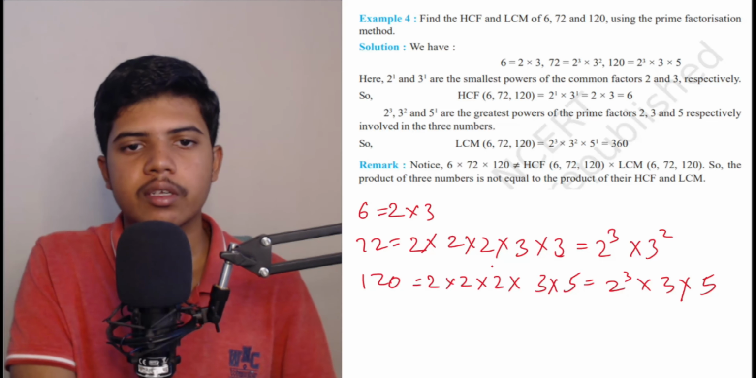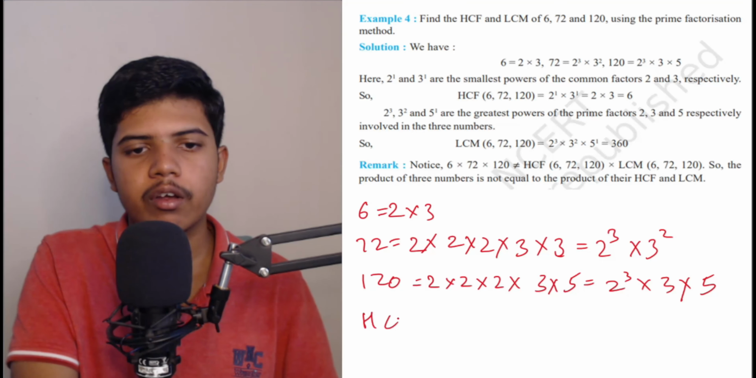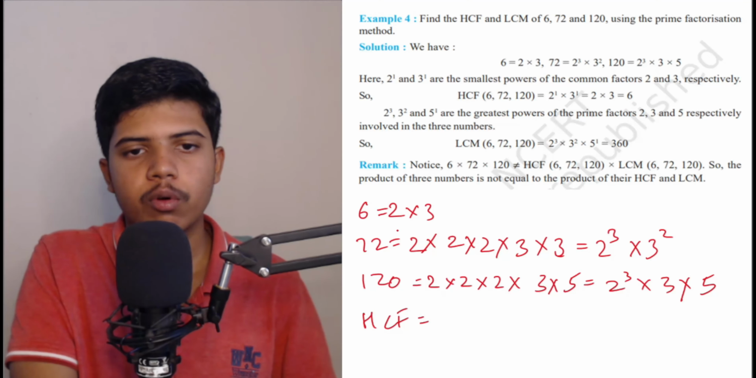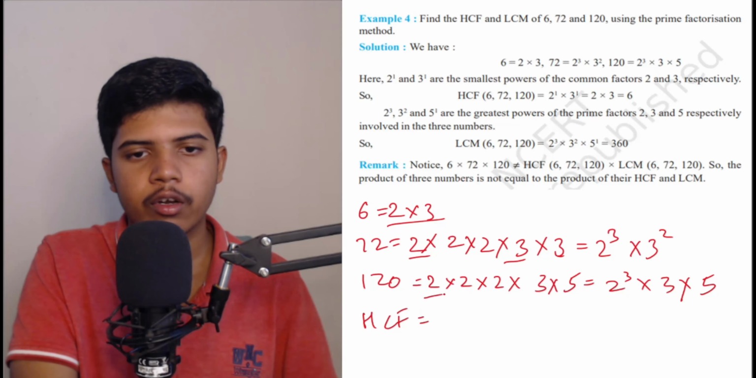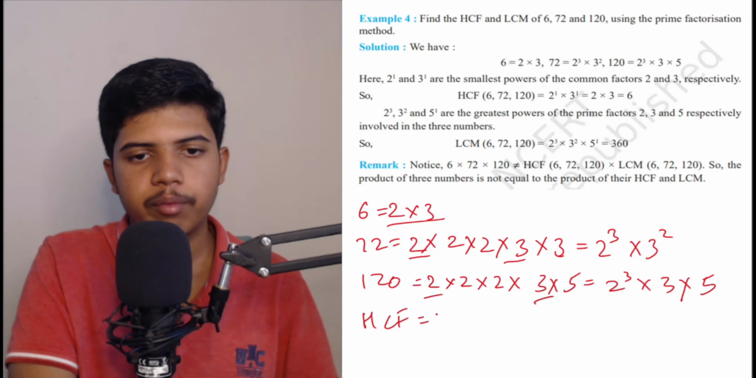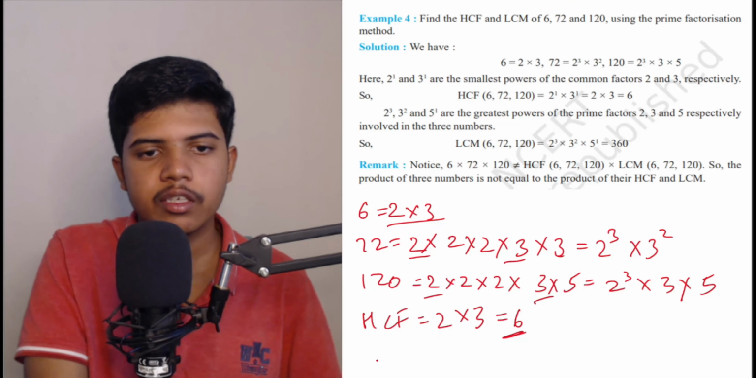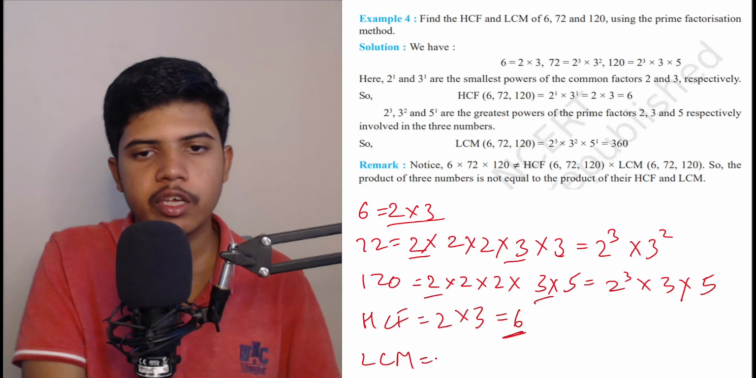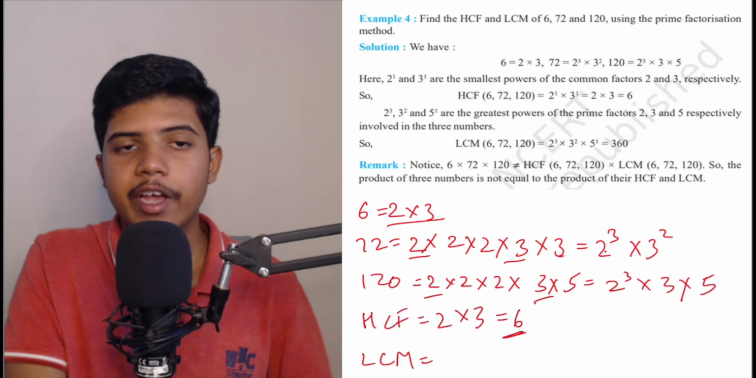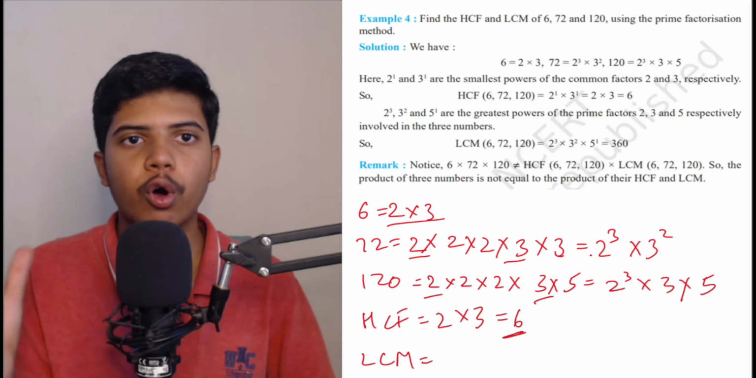To find the HCF you need to find what is common. So what is common? 2 into 3 is common in all three numbers. So the HCF becomes 2 into 3, which is 6. So the HCF is 6, while for the LCM, we take the highest power of all involved primes.